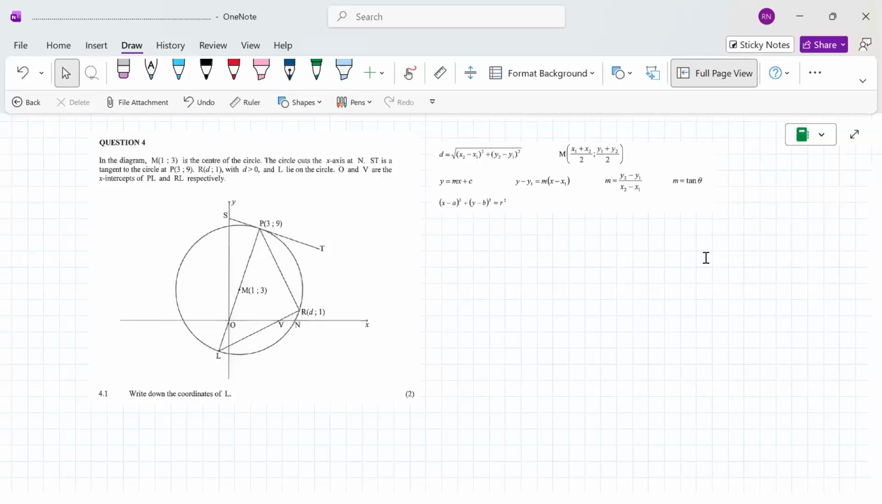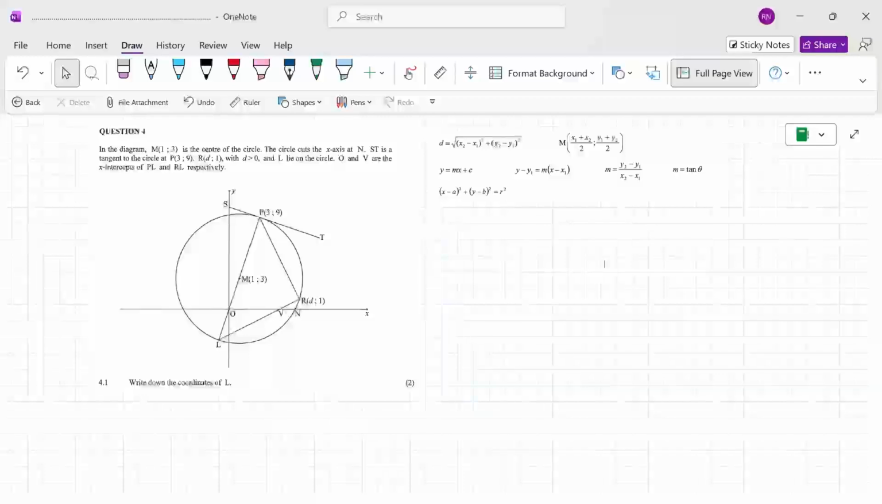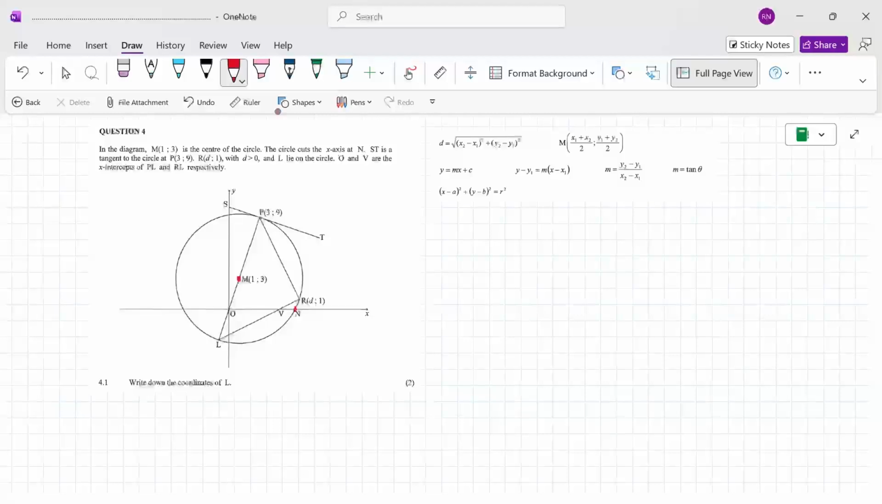2024 paper 2. Okay, so our first question for today is question 4, it's another analytical question, and we read, in the diagram, there is a circle center. Oh, sorry, this is a Euclidean / analytical, so it's kind of both of them mixed together. There's a circle center. The center cuts the x-axis at N, right? ST is a tangent to the circle at P, which is there at 3 and 9.